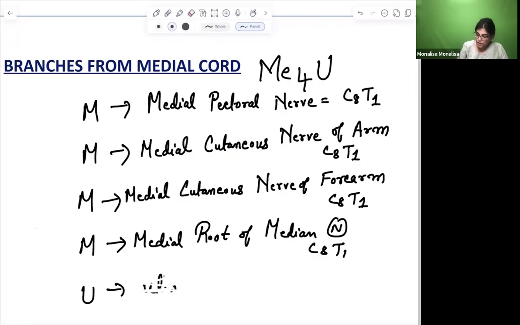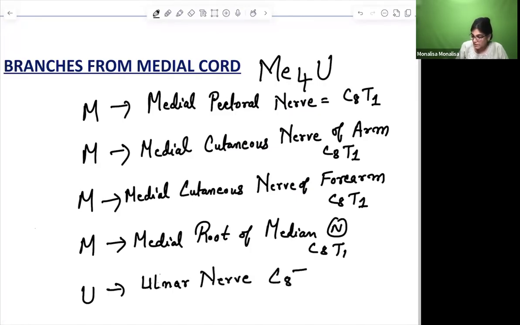And U for ulnar nerve. Here U stands for which nerve? U stands for ulnar nerve. And the root value of the ulnar nerve is C8 and T1, and in bracket you can write C7.